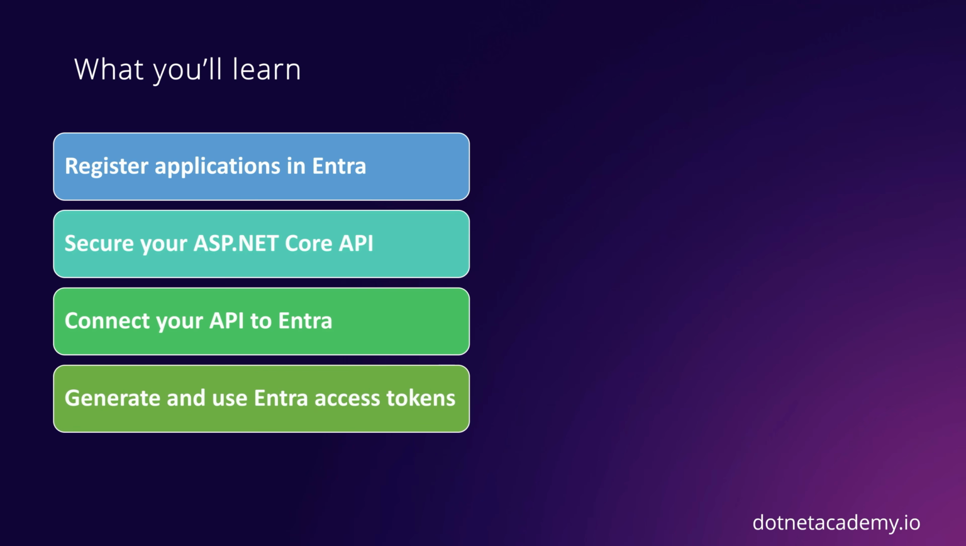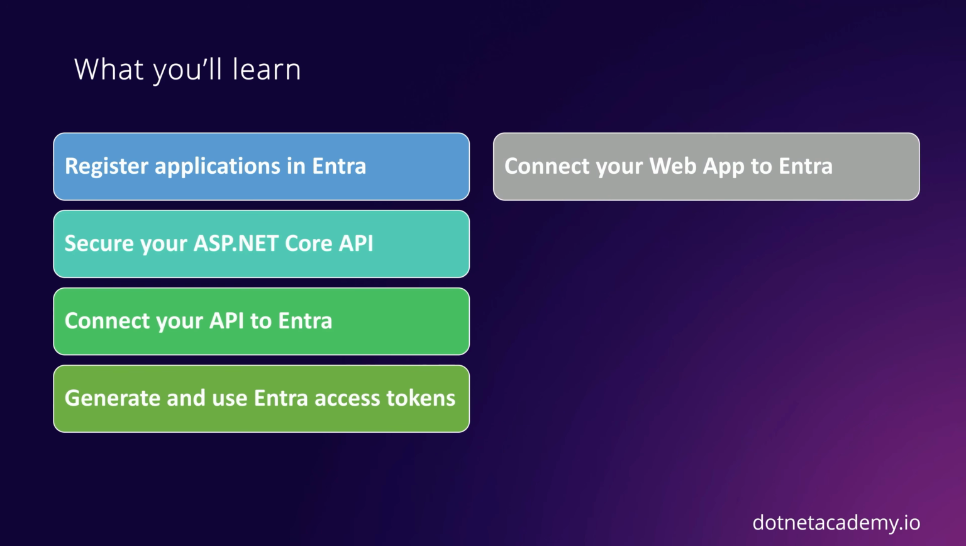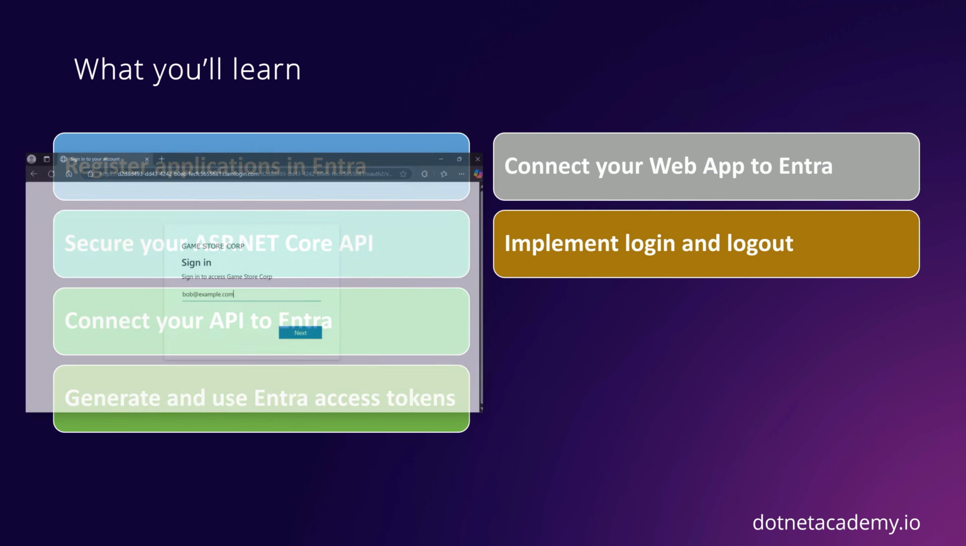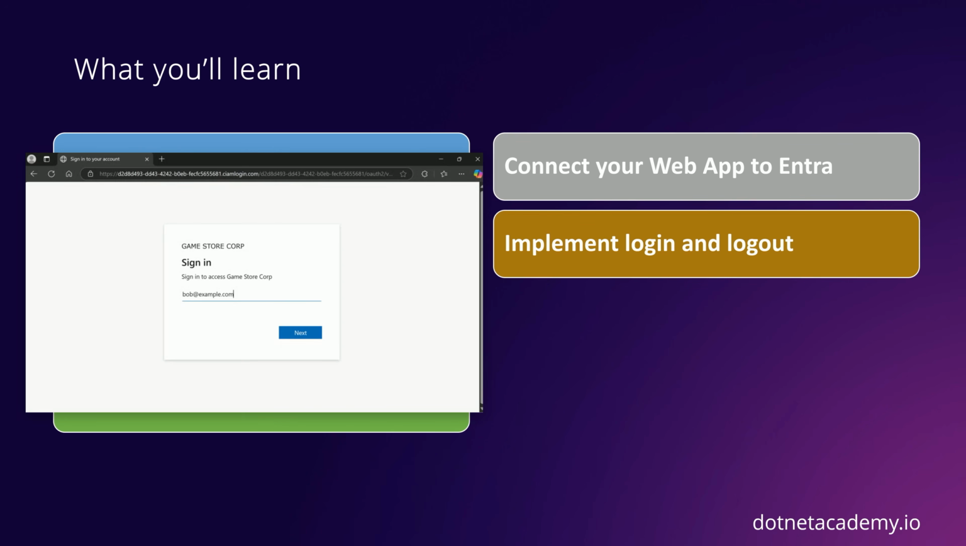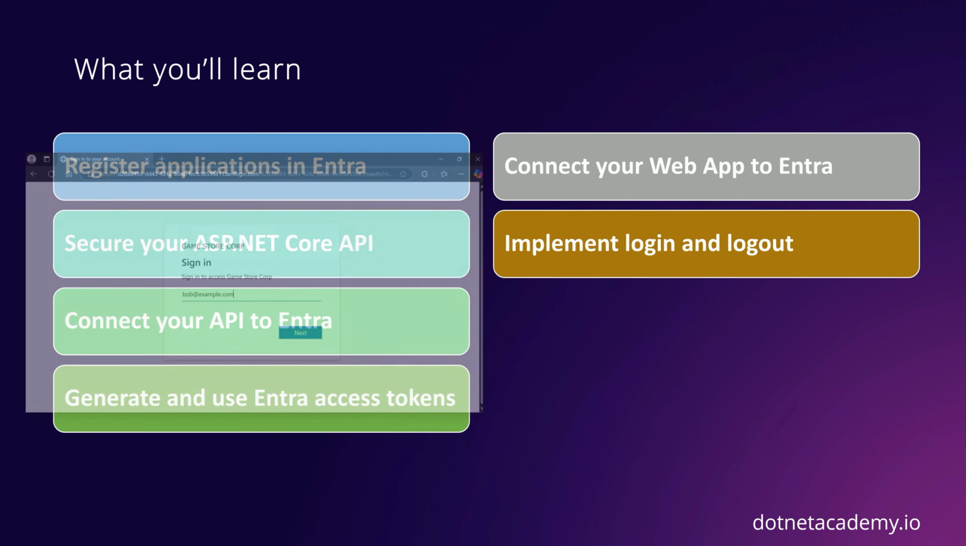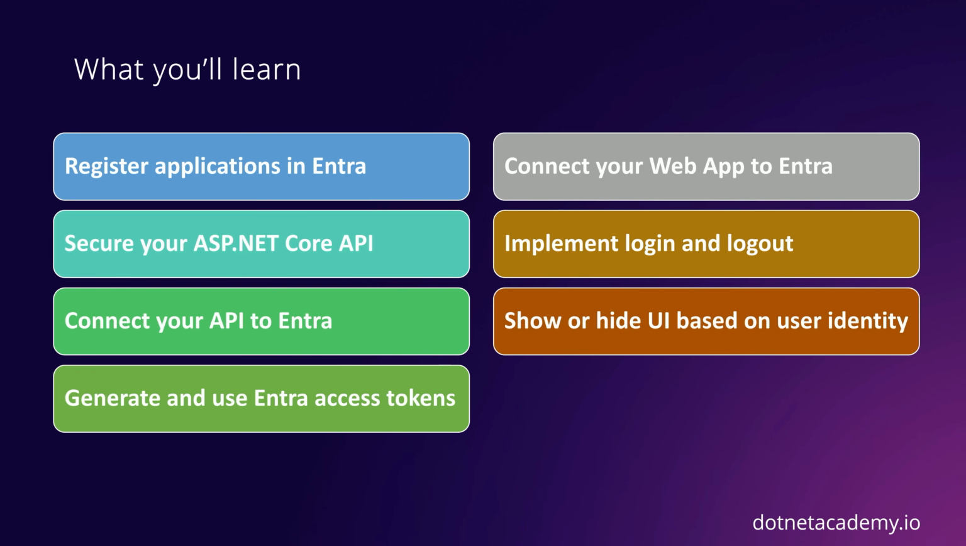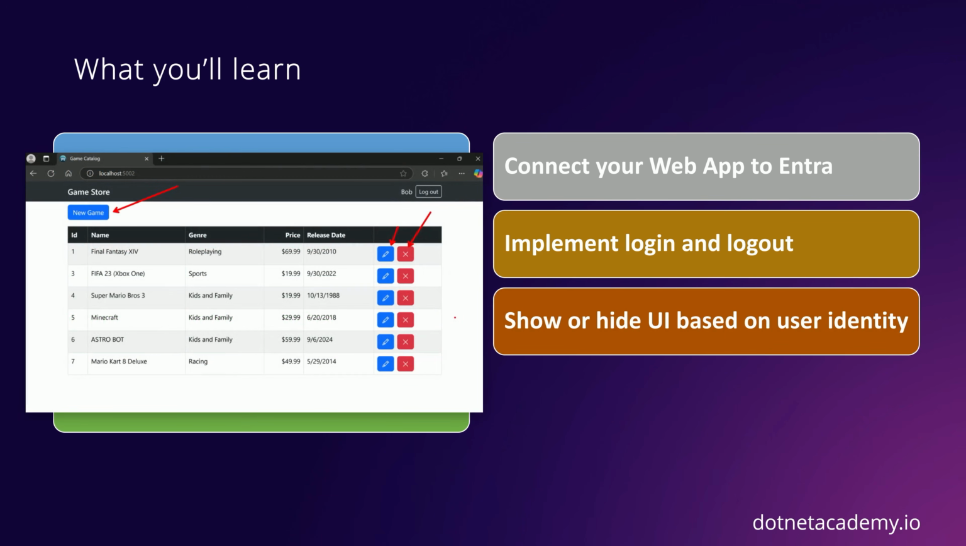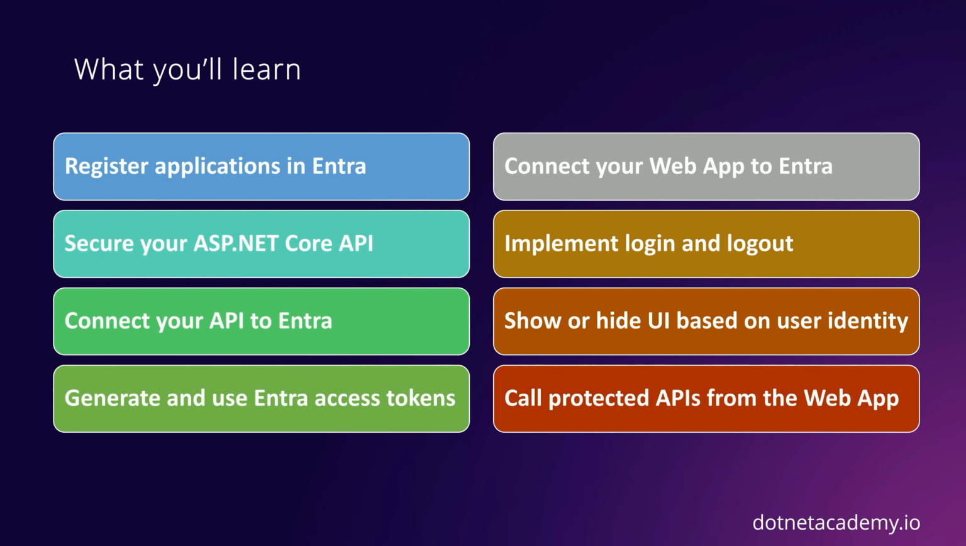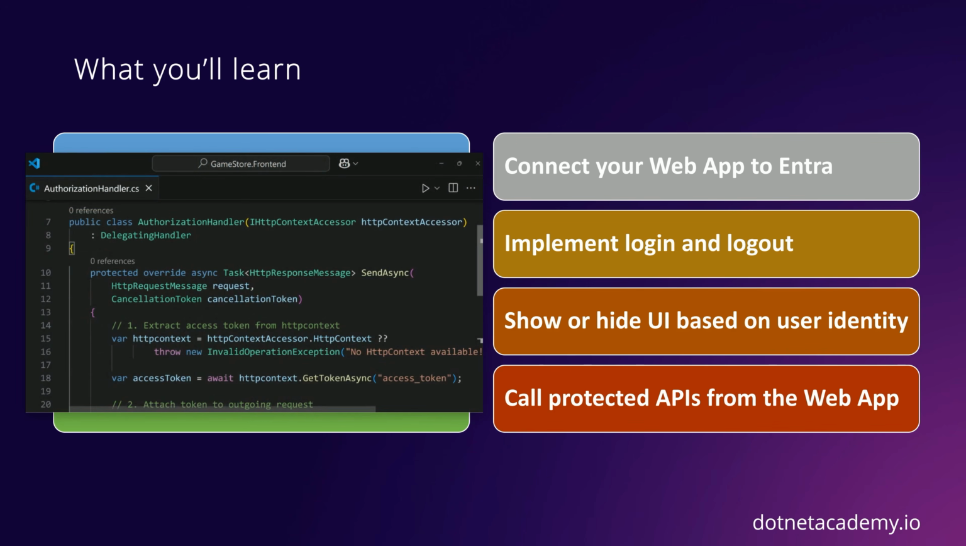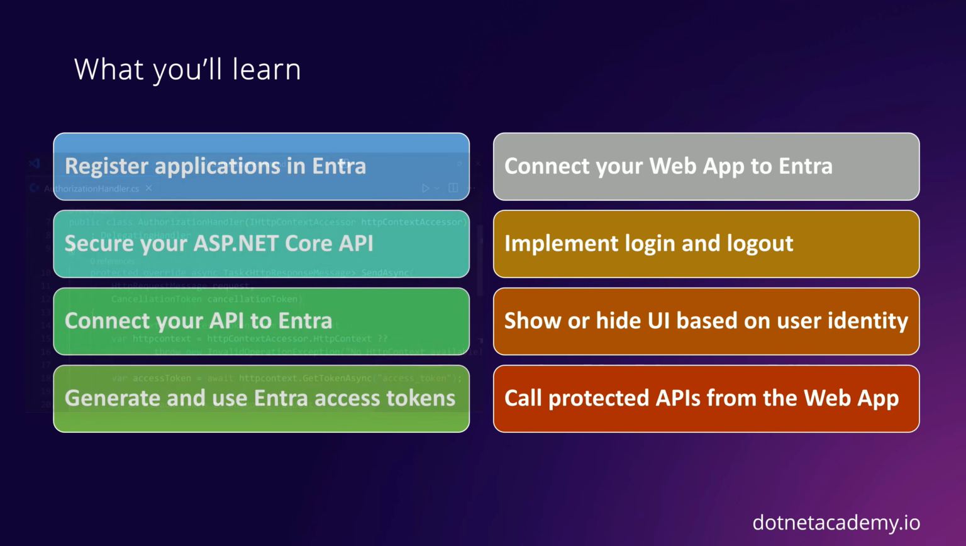Next, we will see how to generate Entra access tokens and use them to test your secured API endpoints. Then, we will connect your web app to Entra and we will implement login and logout so users can log in with a real-world authentication flow. We will also learn how to show or hide UI elements based on whether the user is authenticated. And finally, we will call protected APIs from the web app using the permissions of the logged-in user.